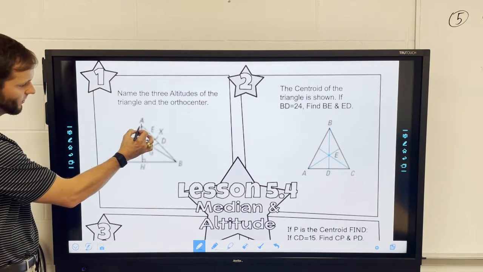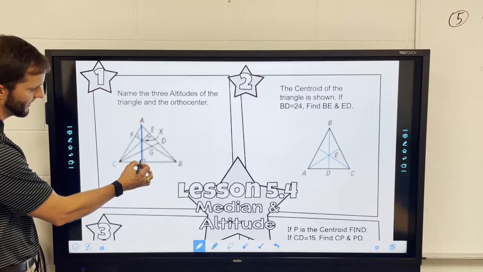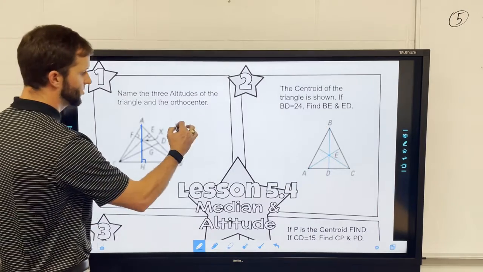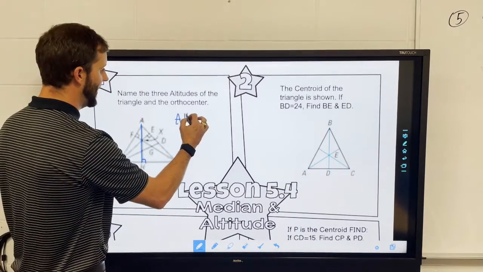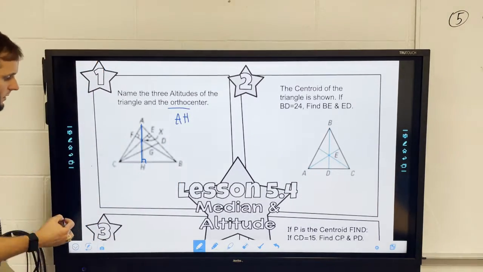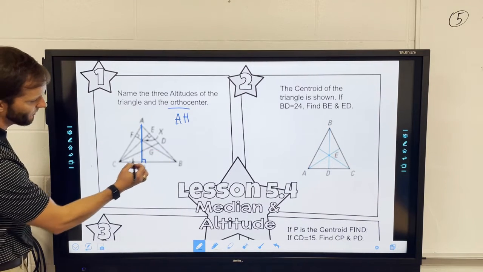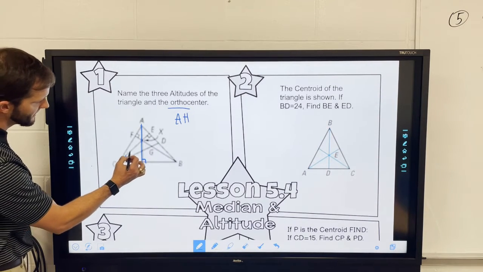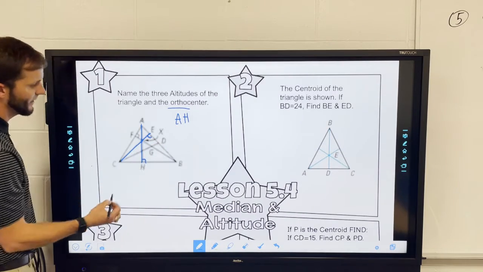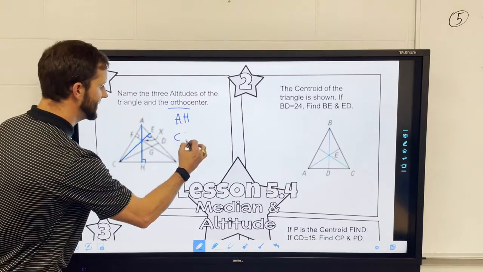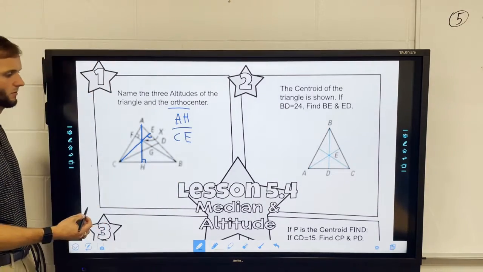If I look at the line going straight down here, it's going straight down at a 90-degree angle. So my first one is going to be line AH. Okay, let's go from C. Right now, if I go from C to D, that's not making a 90-degree angle. But if I go from C to E, if you look here, that's making a 90-degree angle. So C to E is going to be my second altitude.